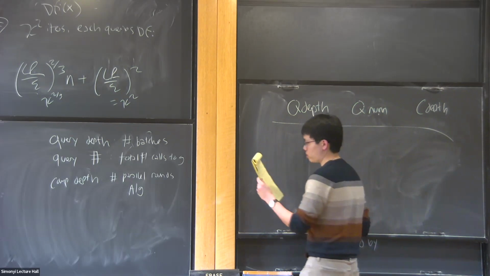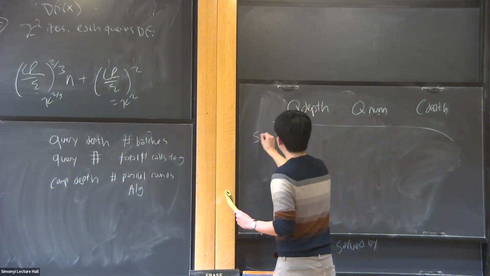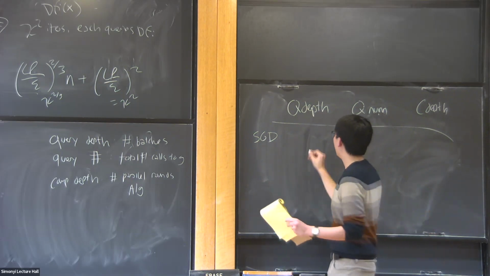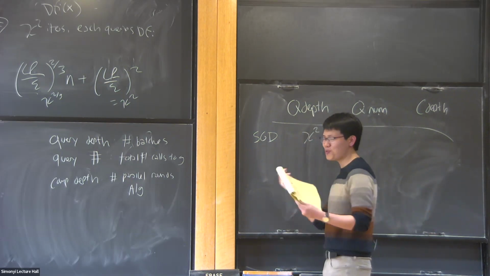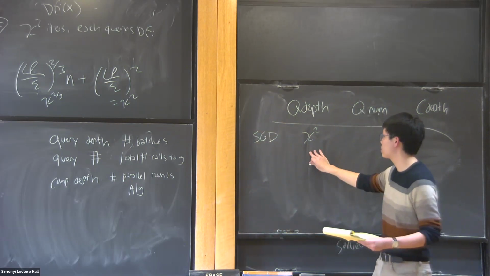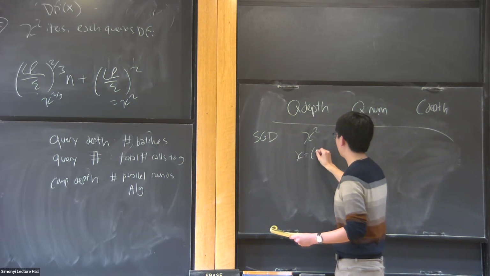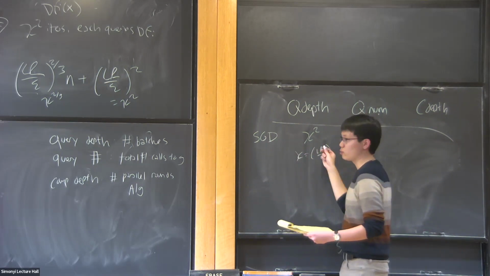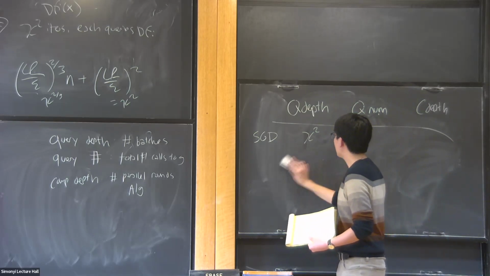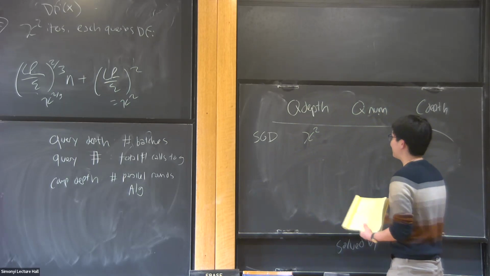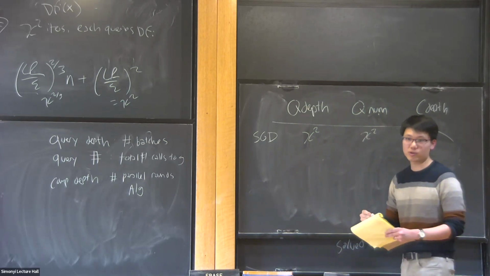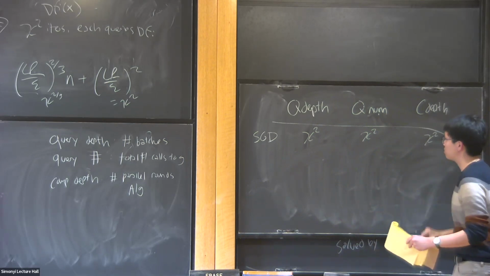Okay, so what are the trivial algorithms? If you just run good old plain vanilla SGD, the query depth is kappa squared, right? There's no parallelization here. You just call it once, you take a step, and so on. And kappa here is LR over epsilon, the relative accuracy to which you're solving the problem. Similarly, because SGD is not taking advantage of parallelism at all, the query number is also kappa squared, and the computational depth is also kappa squared, right?